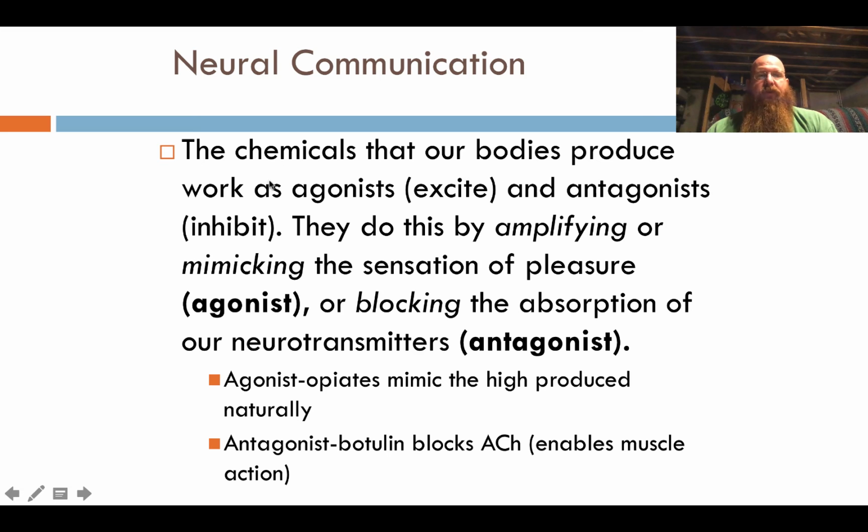Chemicals that our bodies produce work as agonists, excite, and antagonists, inhibit. They do this by amplifying or mimicking the sensation of pleasure, if it's an agonist, or blocking the absorption of neurotransmitters, antagonists. An example of an agonist is opiates that mimic the high that's produced naturally, like a runner's high, or the feeling of euphoria when you do something great, or if you're a weightlifter, getting that extra 5 pounds on your max that you didn't think you could get.